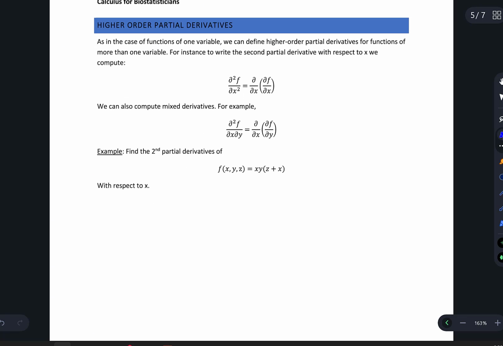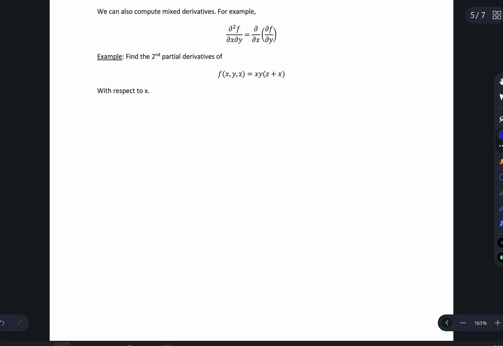We can also take higher order partial derivatives. So as in the case with functions of one variable, we can define higher order partial derivatives for functions of more than one variable. So for instance, to write the second partial derivative with respect to x, what we would do is we would first find the first partial derivative with respect to x, and then take the derivative of that partial derivative with respect to x. And we can also compute mixed derivatives. So for example, we could compute first the partial derivative with respect to x, and then compute the partial derivative with respect to y of the first derivative.